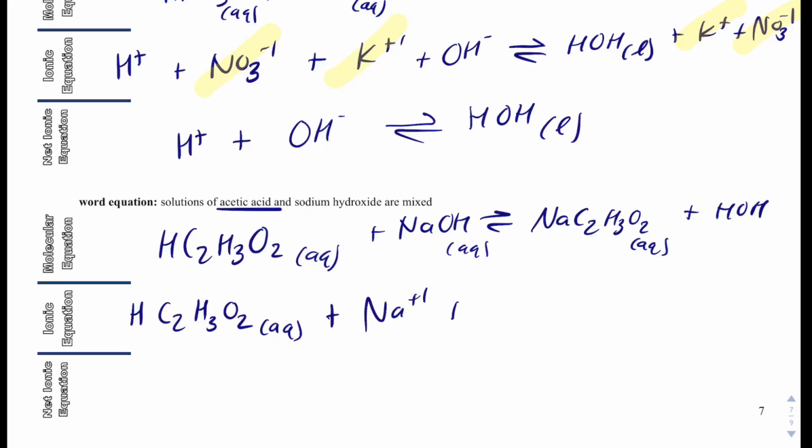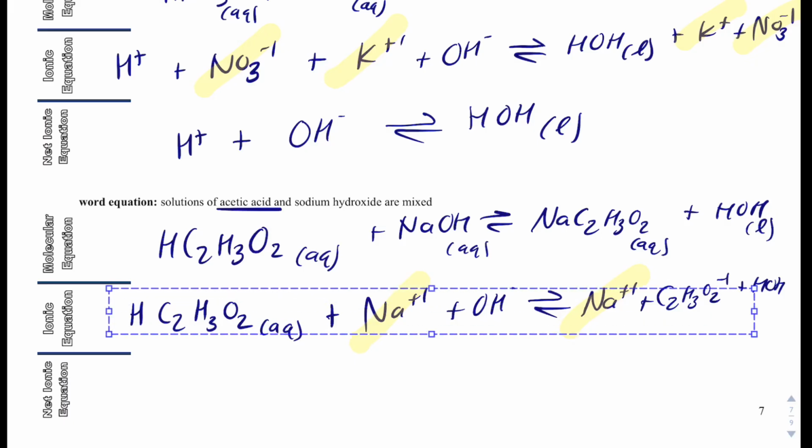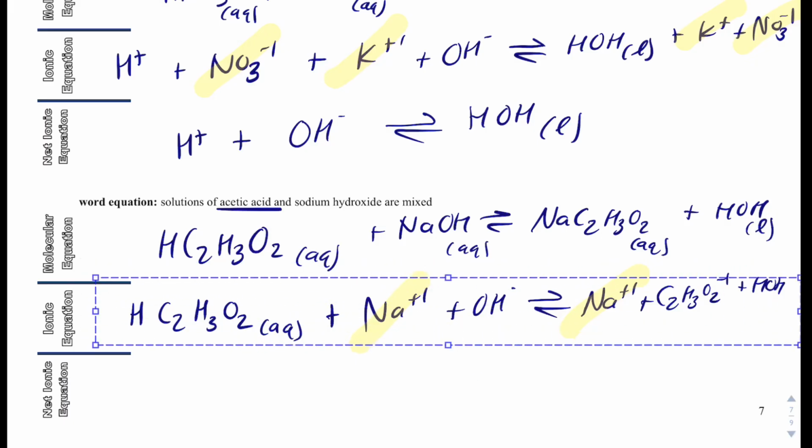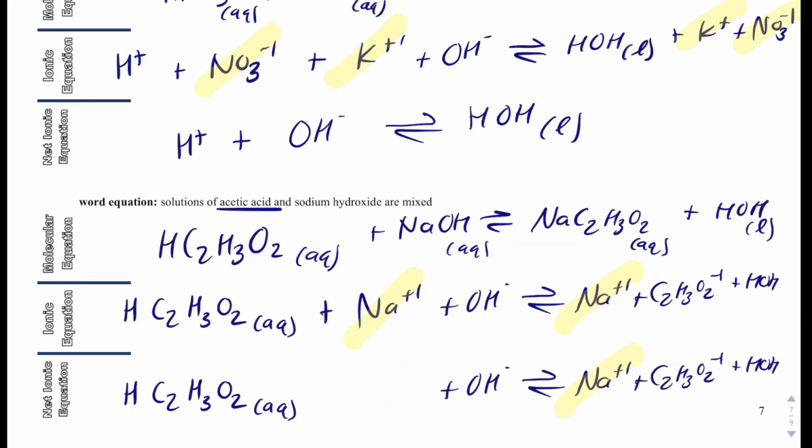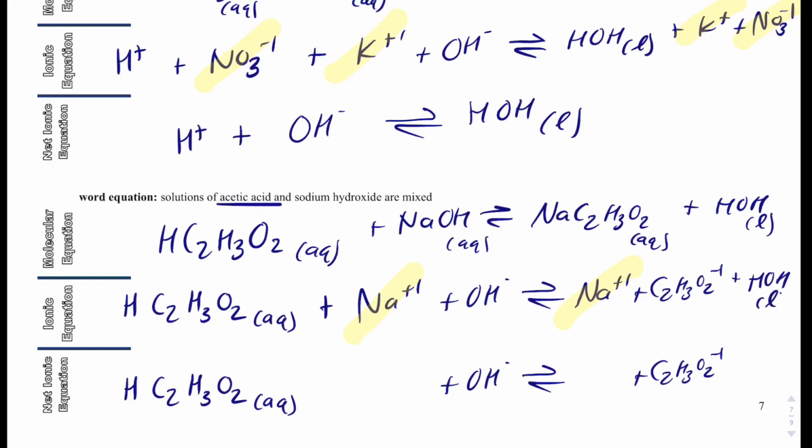Plus sodium plus hydroxide gives Na+ plus C2H3O2-. This is liquid, so plus HOH. The only thing that you should expect to cancel in a weak acid strong base mixture, or like a titration, would be just the cation like sodium or potassium. And so what I'm going to end up getting is this same reaction, but all I need to do is just get rid of my sodiums, and my HOH is liquid.